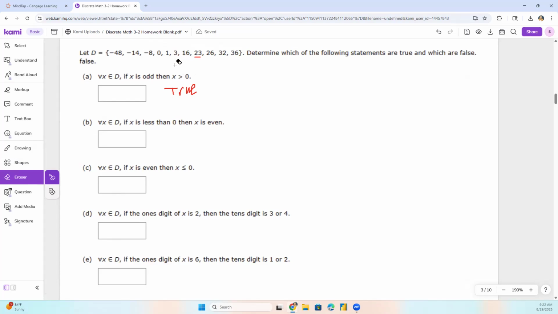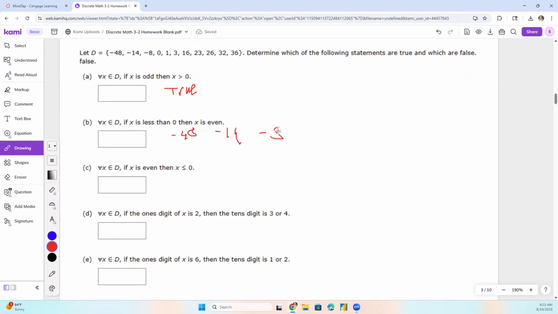Now, for the next part, for every x in D, if x is less than 0, so there are three numbers that are less than 0. So negative 48, negative 14, negative 8. These are the only three numbers that are less than 0. And x is an even number. And for all these three numbers, they are even numbers. So even this one will be a true statement.